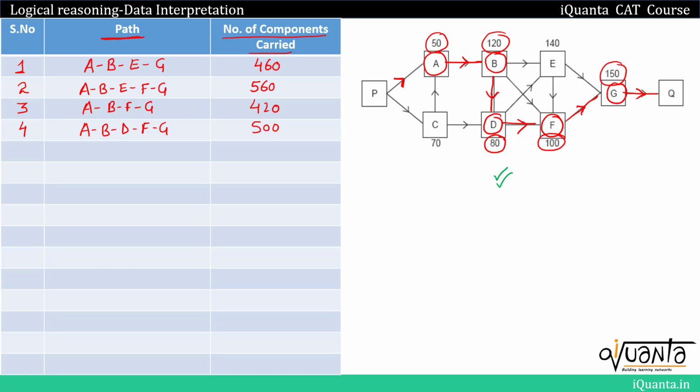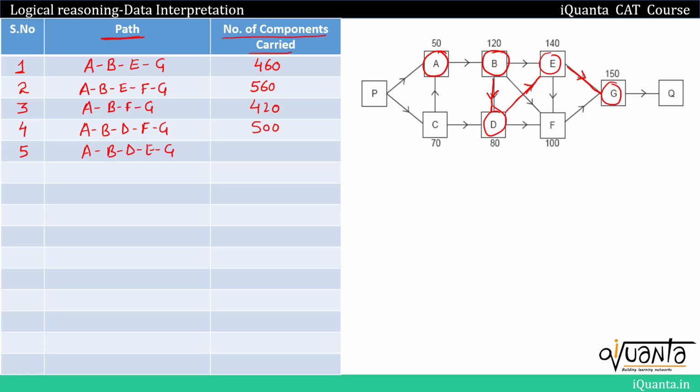Let's try to find out whether there are more possible paths from A. The robot can also go through A, B, then D, then E, then G at last. So the path becomes A, B, D, E, G. So A, B, D, E, G is another possible route. 50 plus 120, 170, 170 plus 80, 250, 250 plus 140, 390, 390 plus 150, 540. So let me write it over here.